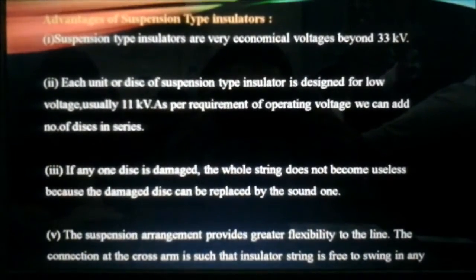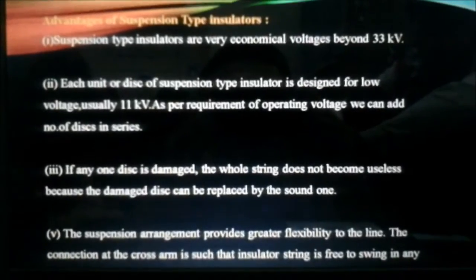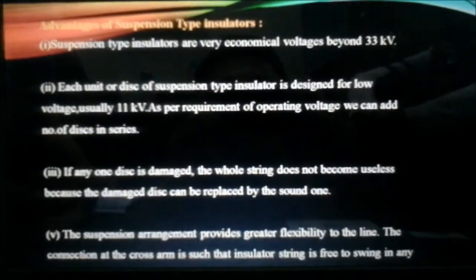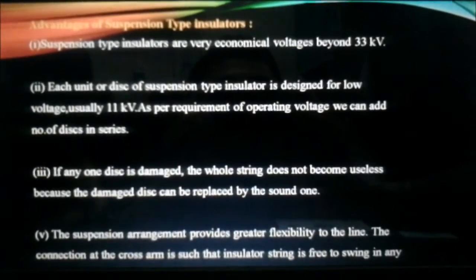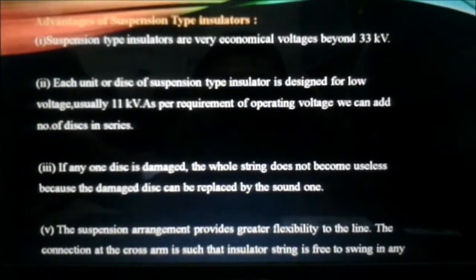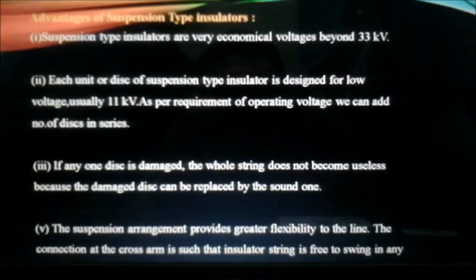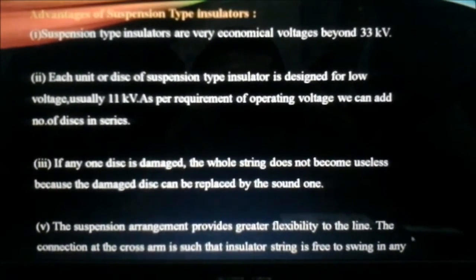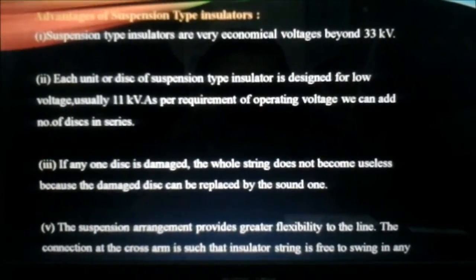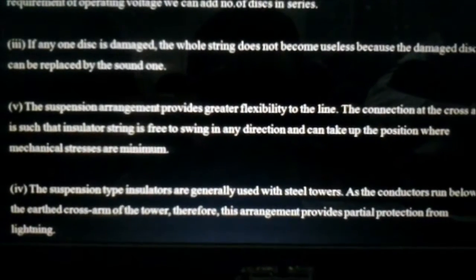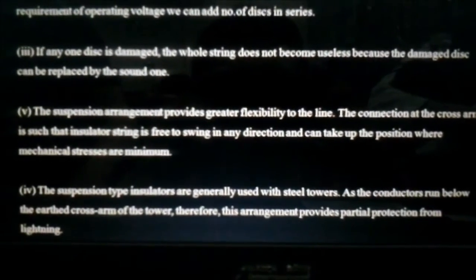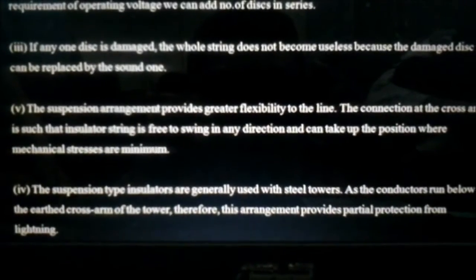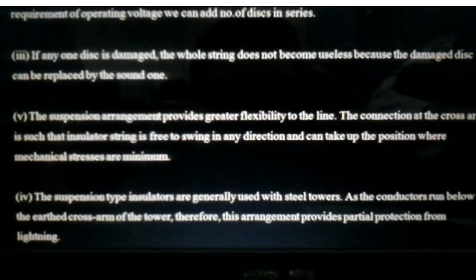This time I will tell you about the advantages of suspension type insulator. Suspension type insulators are very economical for voltage beyond 33 kV. Each unit or disc of suspension type insulator is designed for low voltage, usually 11 kV. As per requirement of operating voltage, we can add more of these in series. And suspension type insulators are generally used with steel towers, as the conductors run below the earth cross arm of the tower. Therefore, this arrangement provides partial protection from lightning.